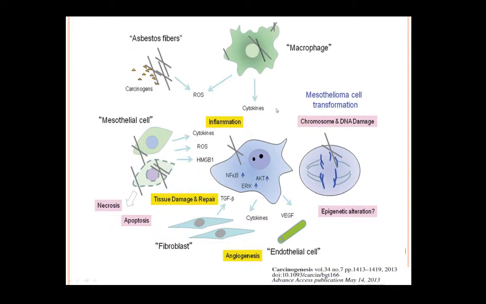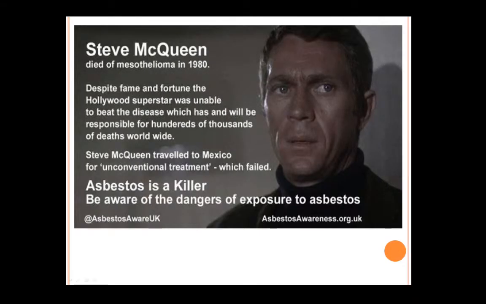It has been suggested that reactive oxygen species can result in direct DNA damage, and also after penetration of the asbestos fibers inside the mesothelial cells, they can interact directly with the mitotic spindles, and also result in structural abnormalities in chromosomes and result in carcinogenicity.